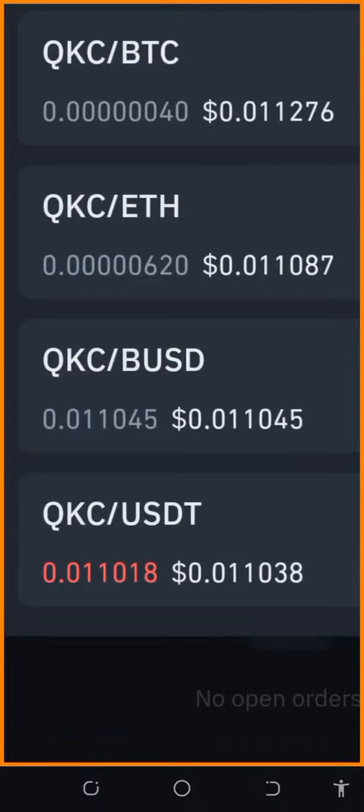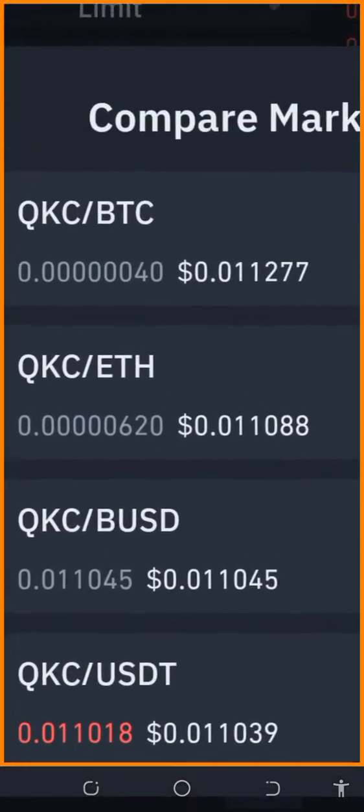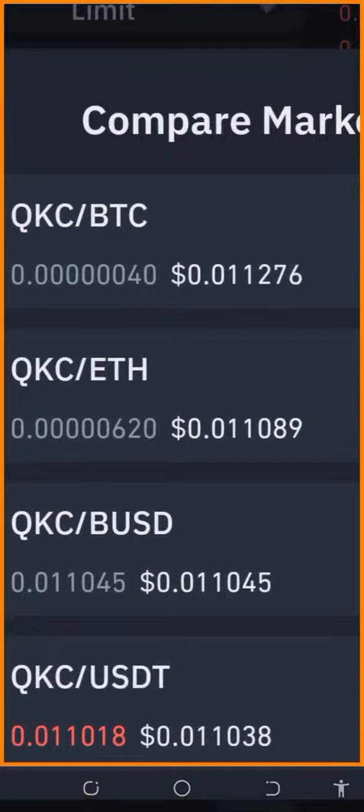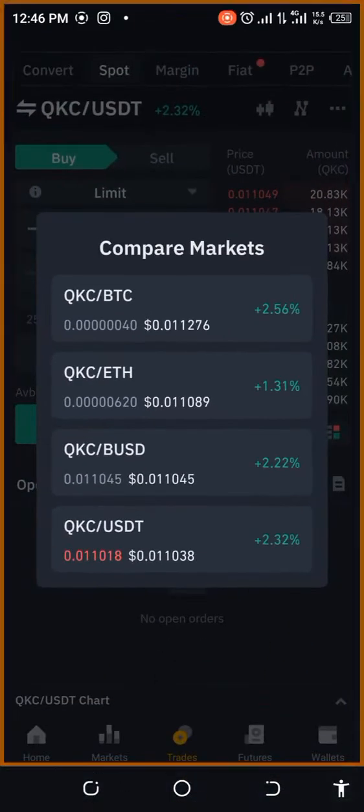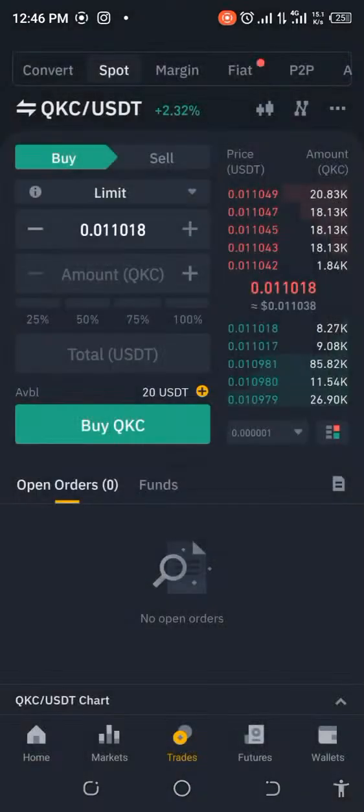Okay, so USDT is 0110, BTC is 0112. So there's a difference. So let's go ahead and try this out by simulation first. Don't forget that. All right, so we're going to be doing our experiment and our trade with 20 USDT. So what do we do first? We need to buy 100%.